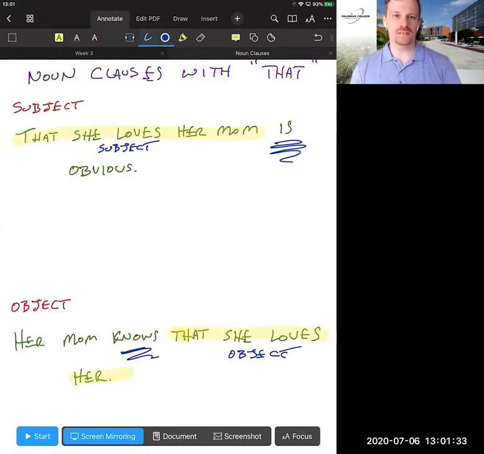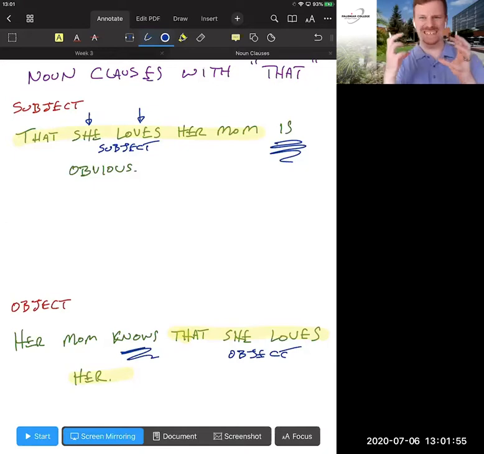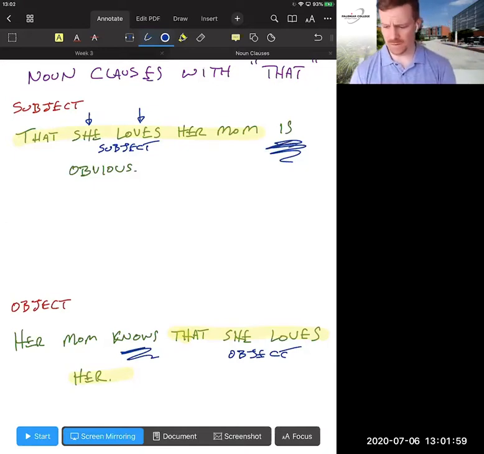So the first sentence, that she loves her mom, is obvious. So we have a word that introduces a clause that has a subject, right? She's the subject, and we have a verb, loves. That's a sentence. When we add the word that, that's a dependent clause marker, and in this case, it's a noun clause marker. That tells us this whole group of words is a noun, and it's a subject because it's starting the sentence and comes right before the verb.